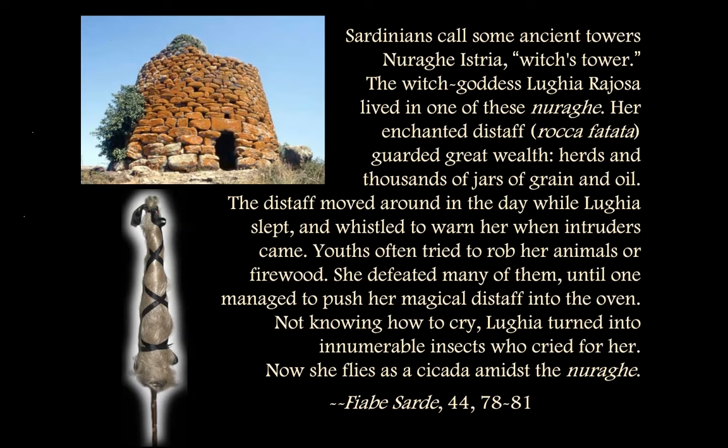And some of them are called Nuraga Istria, which means witch's tower. And one of the stories talks about a witch goddess or a fairy woman called Lughia Rajosa, who lived in the Nuraga. And inside of this was all kinds of wealth, animals, jars of grain and oil. And it was defended, this wealth, by her enchanted distaff, the roca fatata. And so this distaff would move around during the day when Lughia is sleeping, and she would whistle to warn her when intruders were coming.